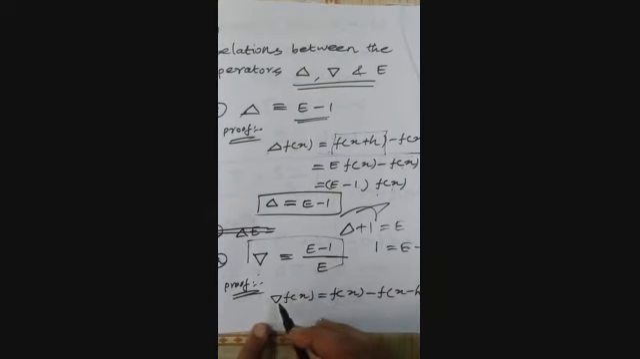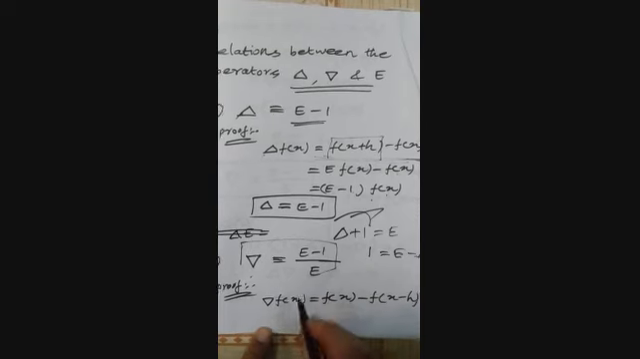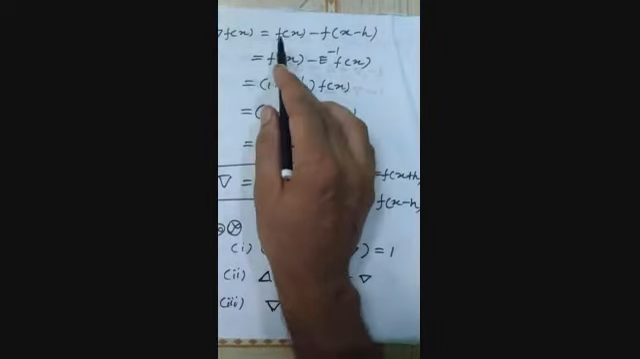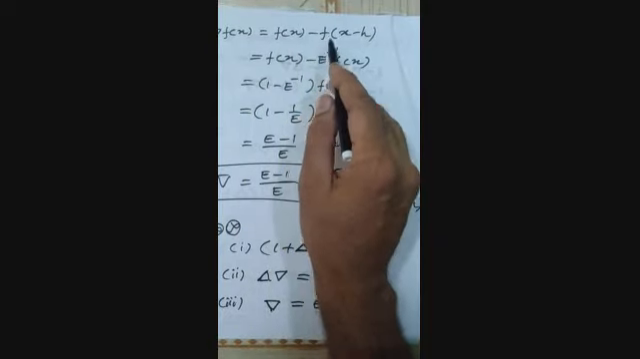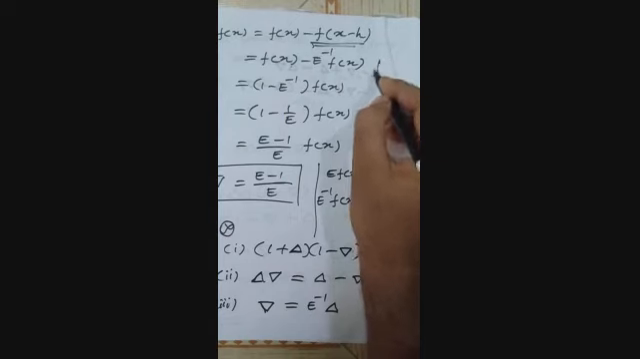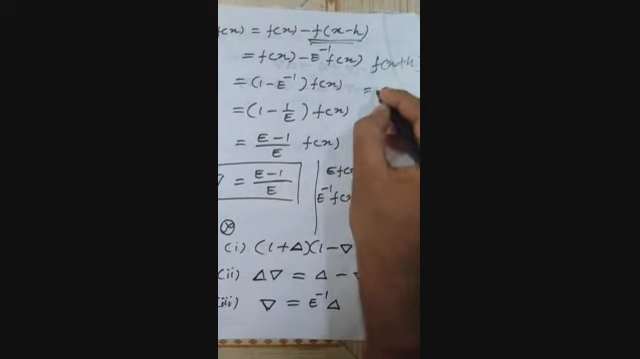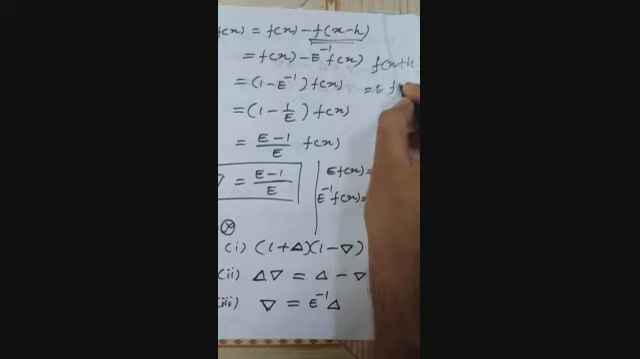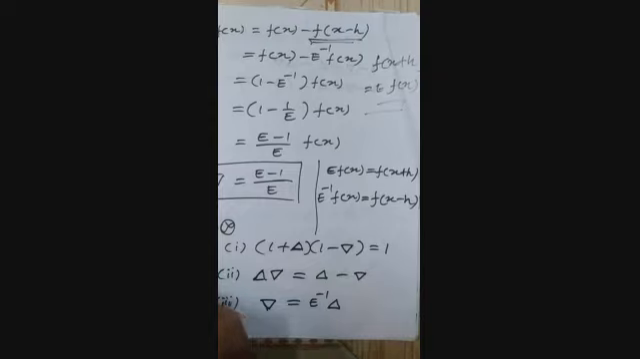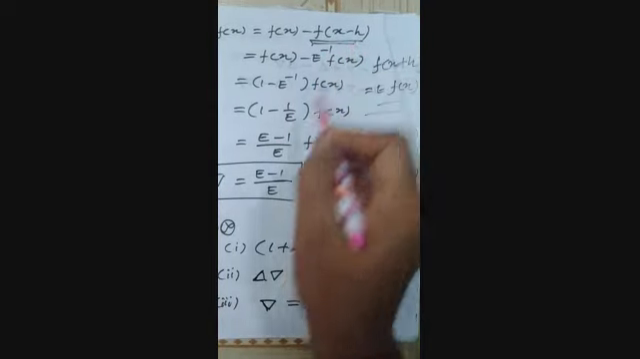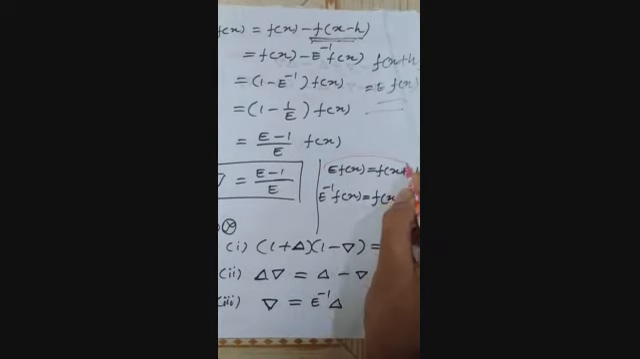We can prove this one. Del f of x, that is Nabla operator on f of x, defined like this: f of x minus f of x minus h. I take left hand side, as per definition f of x minus f of x minus h. Already we know about this. F of x plus h can be written as E operator f of x. But here f of x minus h, so this one already we know.